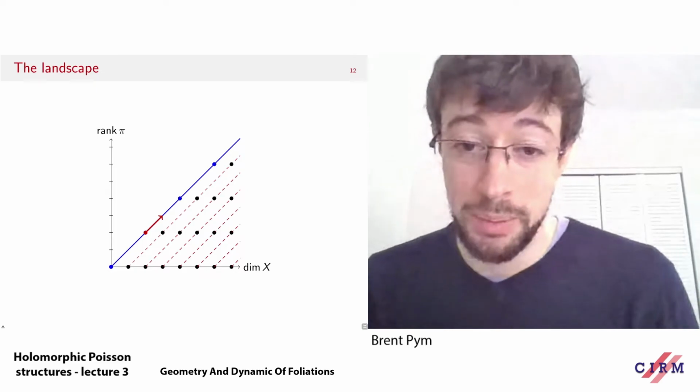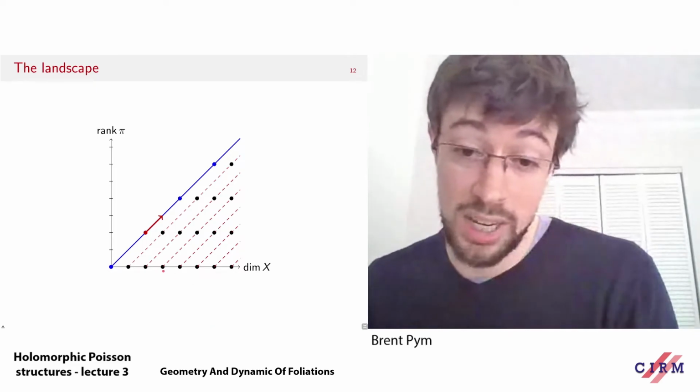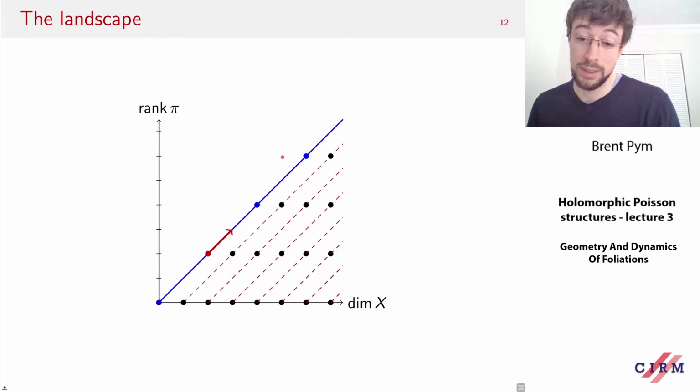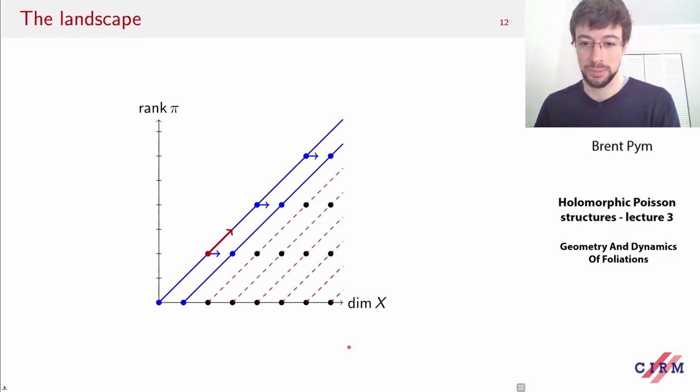So what about the landscape now? We've already seen that the co-rank 1 case is somehow, at least as far as we've seen so far, generated by the symplectic surfaces. And now this previous theorem is telling us that actually the co-rank 1 case is also controlled by the symplectic case. So once I generate this first blue line, I basically know what's going on along this second blue line as well. It's quite remarkable.